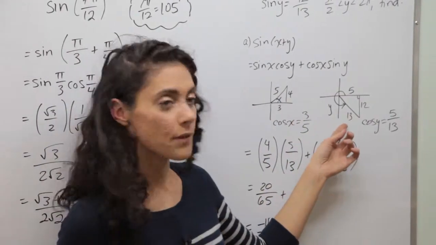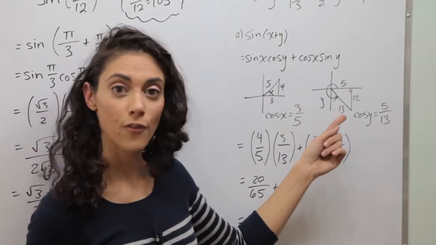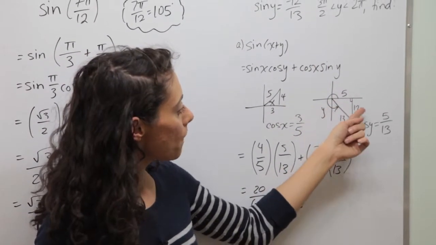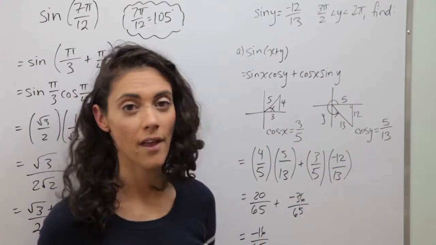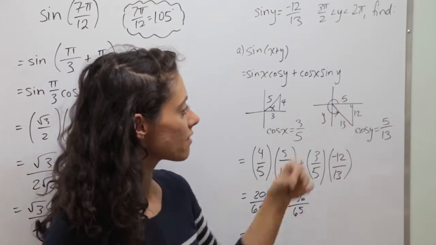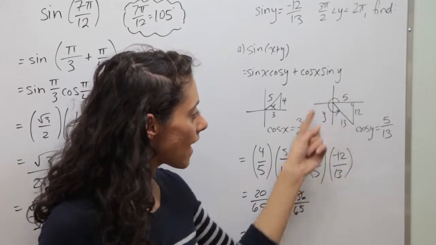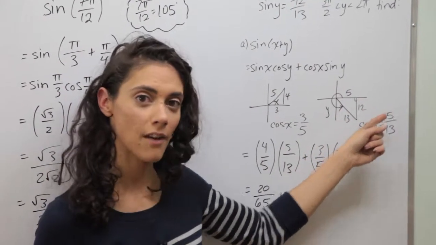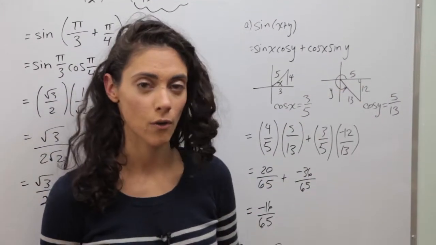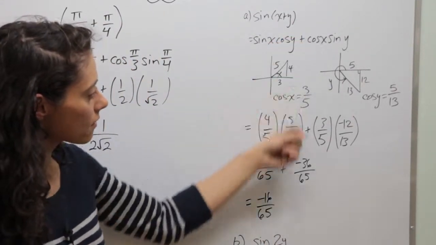I did the exact same thing over here for angle y. Remember, angle y was in the cosine quadrant, the fourth quadrant. If the opposite is 12 and the hypotenuse is 13, again using your Pythagorean theorem, we'll find that the adjacent side is 5. Therefore, cosine of angle y is adjacent over hypotenuse, positive 5 over 13, because we're in the cosine quadrant.